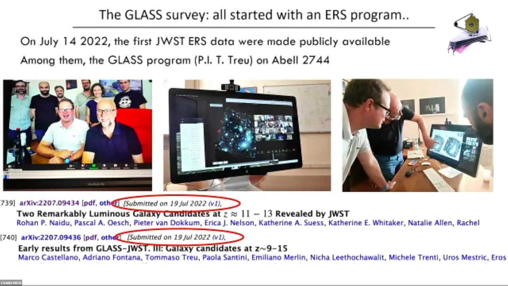And it was a brand new instrument for all of us. We were relying on pipelines, and I will not say anything more on this. And at the same time, there was another team, Sandro was part of it, who was also working on the same data. We landed on the archive separated by only 3 minutes, which gives you an idea of the tension and the competition that was at the time.